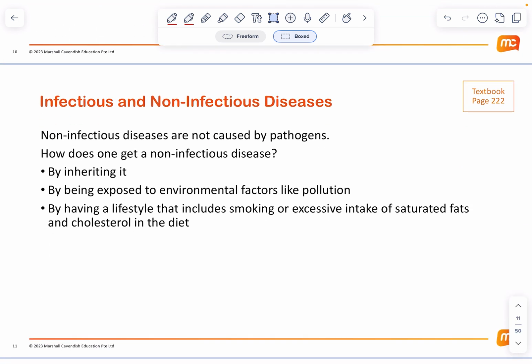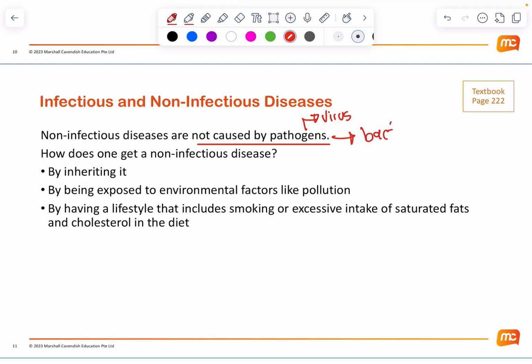So in terms of non-infectious disease, the key point here is that they are not caused by pathogens, meaning they are not caused by either your virus or your bacteria. That is why they are not able to spread easily. Hence, when we look at how it is then passed on, because if it's not able to spread from one person to another person easily, then why do we still have the disease?